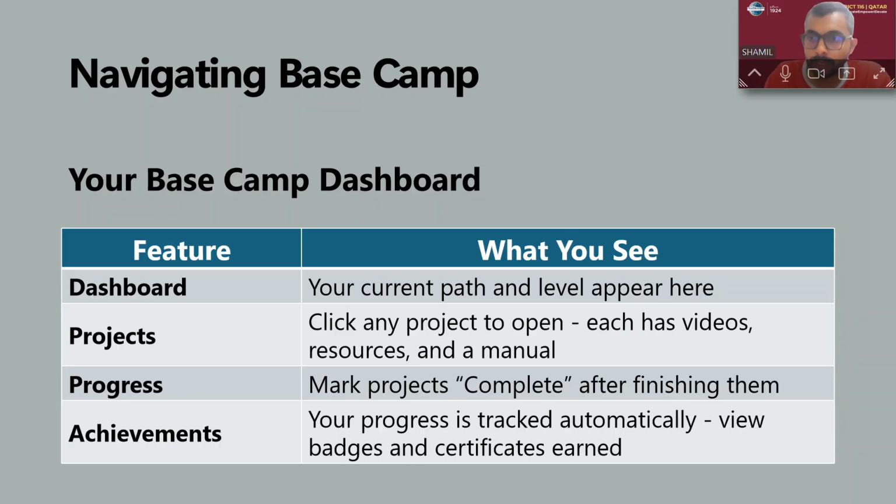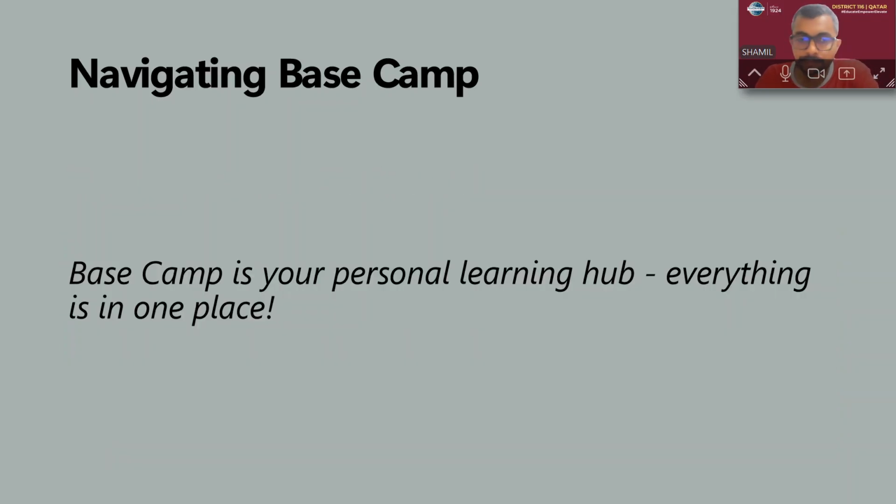Then we have the progress, that is, whichever paths you are pursuing, the progress of those paths will be shown in the dashboard. In case you have completed a particular project, you can click and mark it as completed. And in case you have achieved a level completion or path completion, those also will be shown in the dashboard. So these are some of the features in the Basecamp dashboard. We have the progress, and the achievements, which show you the status of your projects. So Basecamp is basically your personal learning hub. Everything is there in one place.